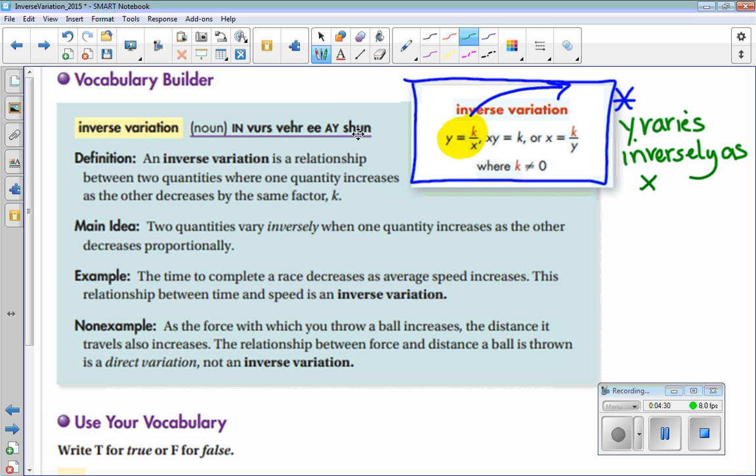Okay? So when you see that term or that sentence, the word inversely means that this is the formula that I'm going to be using. If it said y varies directly as x, what would the formula be?